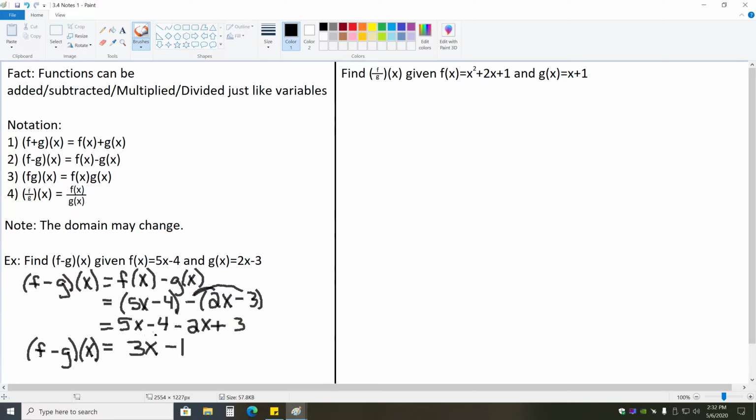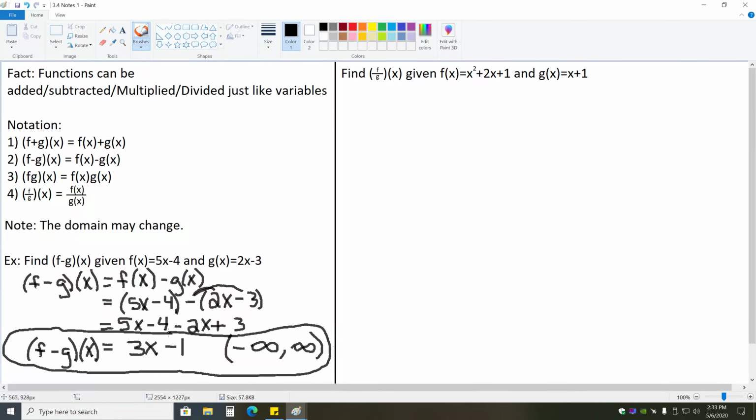And now we need to note what the new domain is. So when we're looking at these two functions, is there any value that causes division by 0 or a negative inside of a square root? For 5x minus 4, there isn't a single value that will cause either of those cases to happen. And for 2x minus 3, there is also not a single value that causes division by 0 or a negative inside of an even root, which means the domain is negative infinity to positive infinity. So our answer is f minus g of x equals 3x minus 1 with a domain of negative infinity to positive infinity.